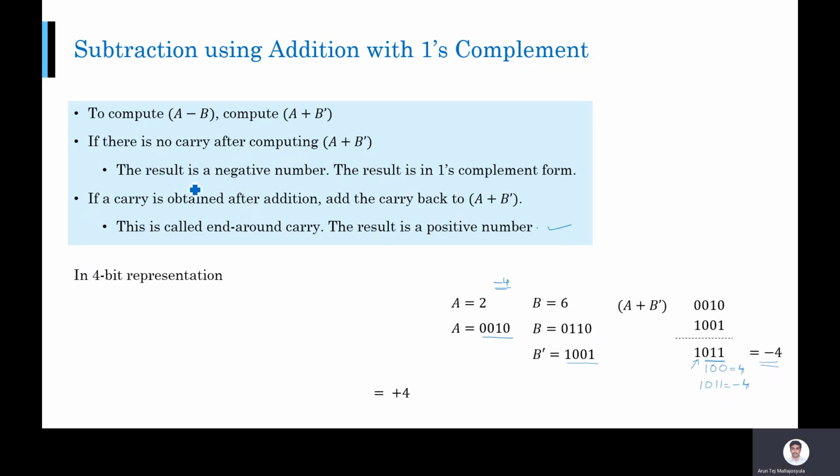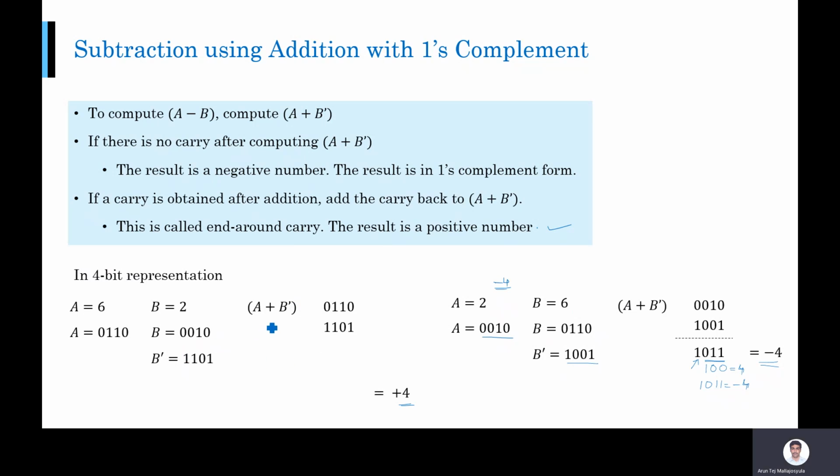Let us take the other example, when you get a carry. Instead of 2 minus 6, let us say 6 minus 2. What do you get? You want to get 4, that is your answer. Let us see this operation. A is equal to 6, so A is equal to 0, 1, 1, 0. B is equal to 2, so B is equal to 0, 0, 1, 0. So the 1's complement of B is 1, 1, 0, 1.